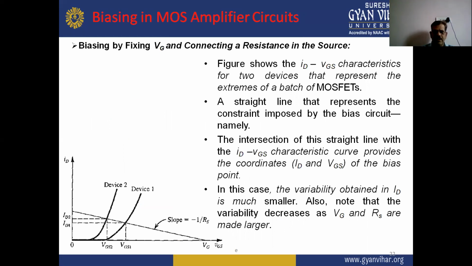This figure shows the ID versus VGS characteristics for two devices that represent the extremes of a batch of MOSFETs. A straight line represents the constraint imposed by the bias current. The intersection of this straight line with the ID-VGS characteristic curve provides the coordinates ID and VGS of the bias point. Also in this case, the variability obtained in ID is much smaller. Also note that the variability decreases as VG and RS are made larger.